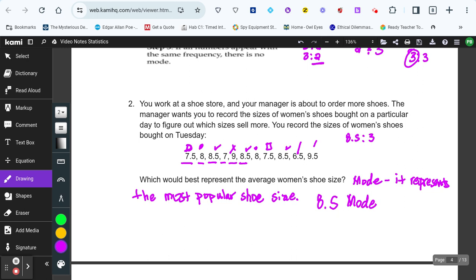So basically, most women wear size 8.5. That's all that means. You can't change that. I mean, that's what was bought the most. So most women on average have a shoe size of 8.5, according to these records.